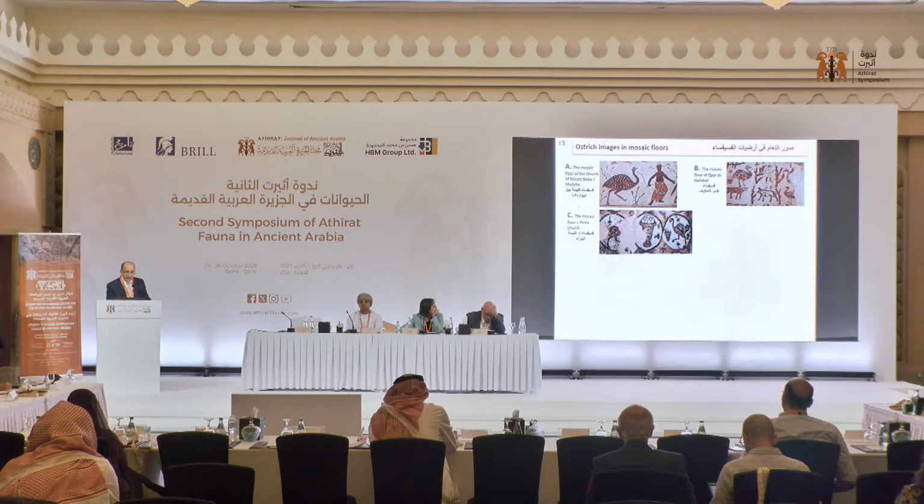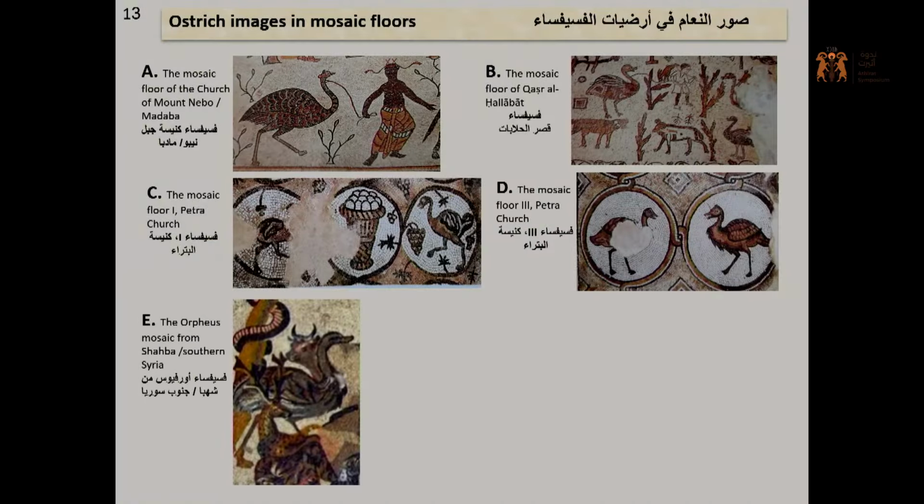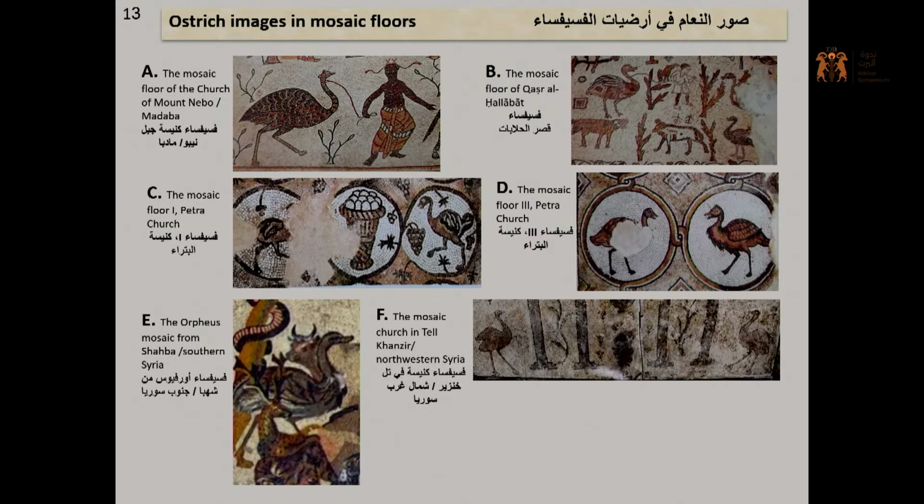In this part, about the ostrich images in the mosaic floors, we have images from the mosaics from Jabal Nebo in Jordan, from Qasr al-Hallabat, from Bitra, from Shahba in southern Syria, from Tel Khanzir in northern Syria, in the church of Tel Khanzir, and another from the church of Hawartia, also in northern Syria.